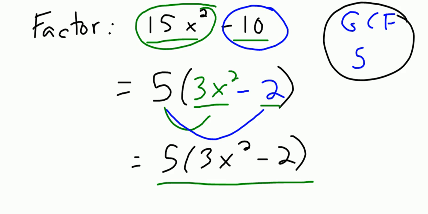Now, as always, you can check your answer by multiplying it back out. I'm going to do this one in my head. 5 times 3x looks like 15x squared. That looks good. And then 5 times minus 2 looks like minus 10, which also looks good. But if it's easier for you to check it out on paper, write it out, you can always do that.